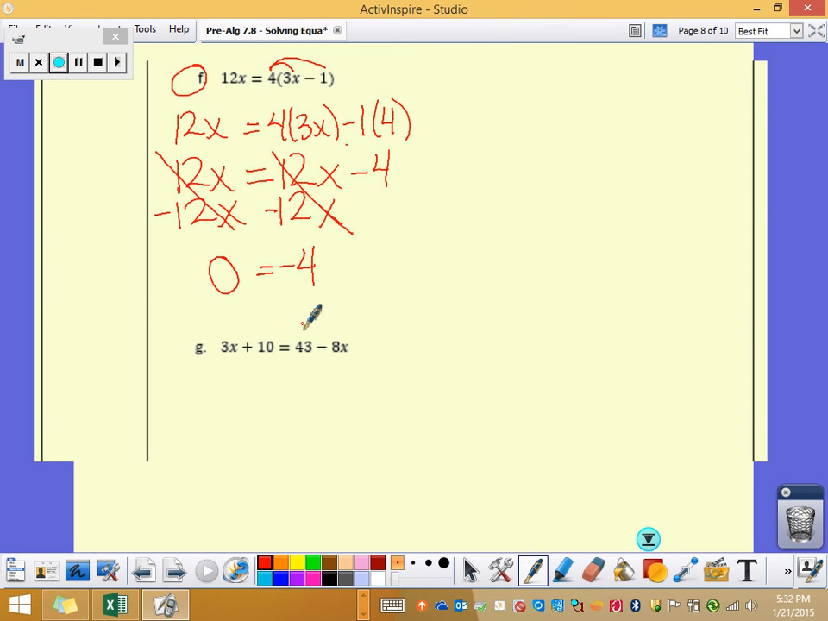0 equals negative 4. No way, Jose, that's not true. So we know that this equation has no solution. And that is your answer. If you got no solution, go ahead and pat yourself on the back.